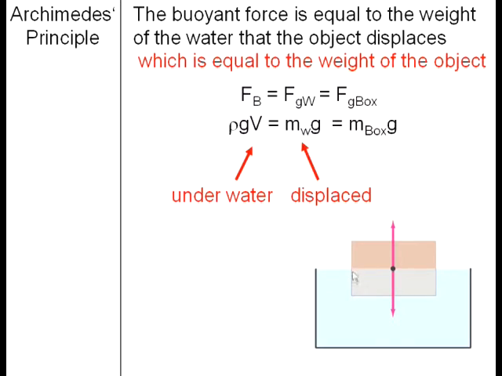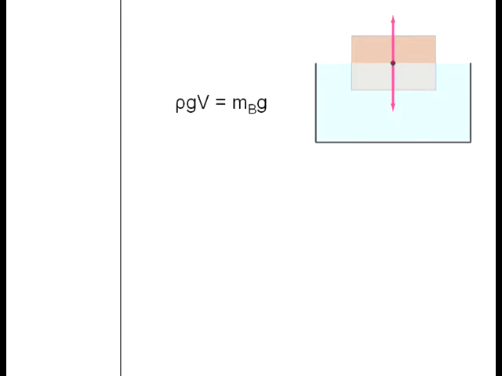So looking at a diagram here, this is the part that's underwater. So this volume right here is the volume in the rho g V formula, and that is the amount of water that we're talking about. The weight of this much water is equal to this buoyant force. All right, so the buoyant force equals the weight of the box itself.